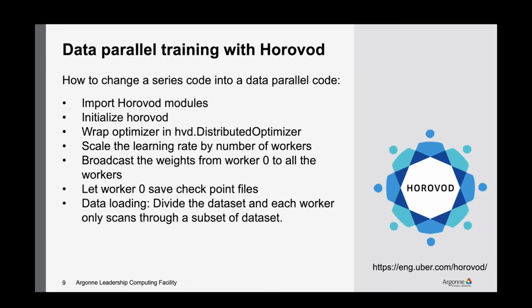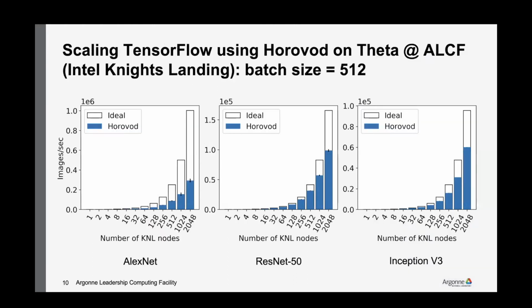There's also another part. It's just the data loading part. Since in data parallel training, each worker only works on a subset of the data, right? So we need to shard the data or divide the data into different partitions. And if you use PyTorch or TensorFlow, they have their data loader, and the data loader provides a way for you to shard the dataset. We can see more in the example.